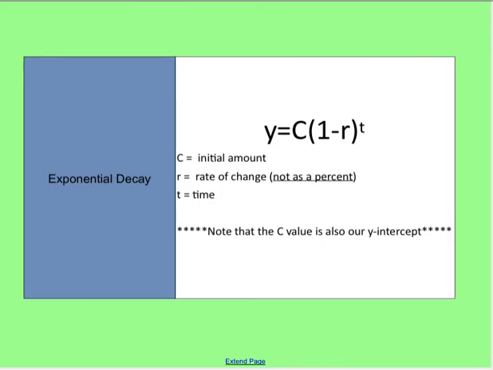Now let's take a look at exponential decay. Exponential decay is the exact same as exponential growth, except that we're subtracting our rate instead of adding it. Okay, so all of the letters still mean the same thing, but the difference is that we're subtracting for exponential decay. So pause the video, take a second to get that written down.